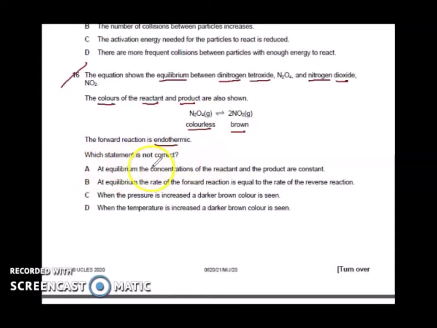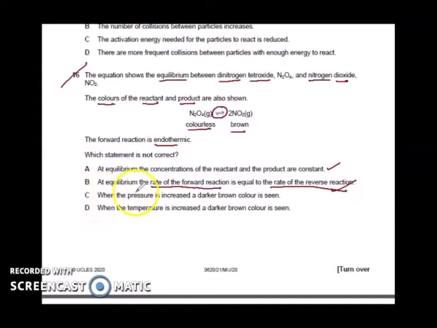So at equilibrium, the concentrations of reactant and product are constant. This is correct. This is a reversible reaction, so the forward reaction and the reverse reaction rates are constant. Both of these are correct. The rate of forward reaction is equal to the rate of reverse reaction. Yes, that is correct. The concentration statement in A is also correct.